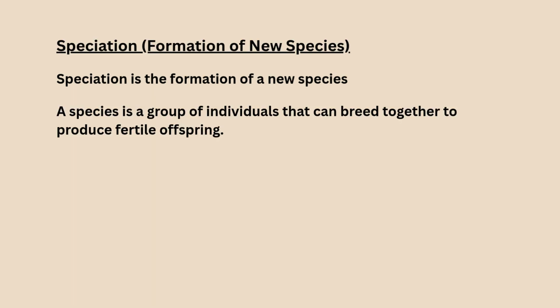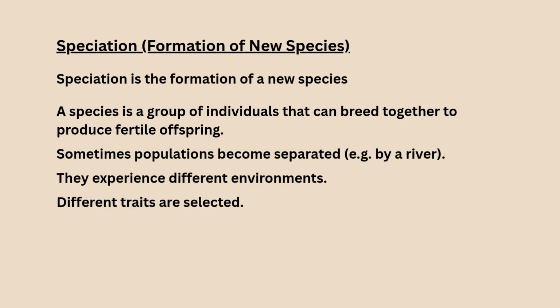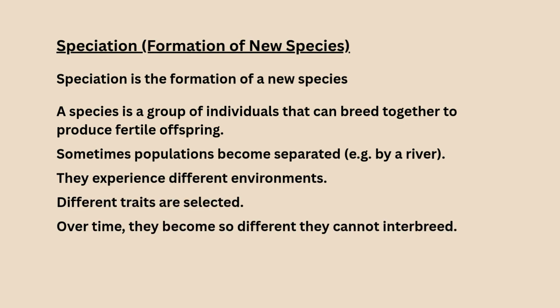Speciation is the formation of a new species. A species is a group of individuals that can breed together to produce fertile offspring. Sometimes populations become separated, such as by a river. They experience different environments, and so different traits are selected. Over time, they become so different they cannot interbreed, and this means that a new species has formed.